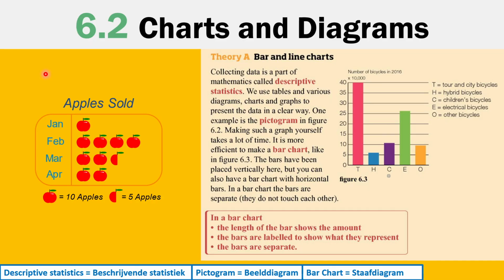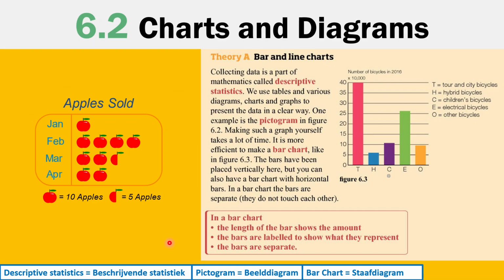Because, for example, the first one, here to the left, is called a pictogram, or in Dutch een beelddiagram. What is there to say? It is what it is, right? This is a diagram which we can use to view data that we have collected. Sometimes this part of mathematics is also called descriptive statistics, beschrijvende statistiek: displaying data in a visual way.